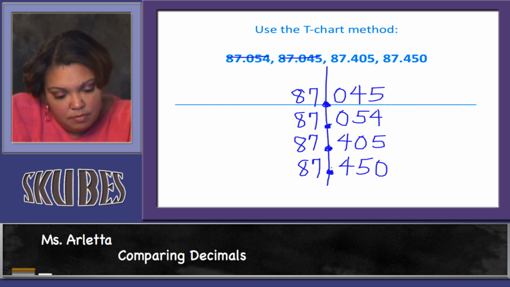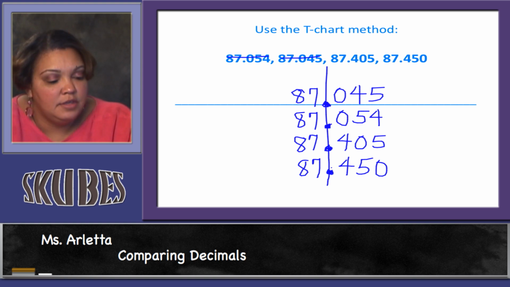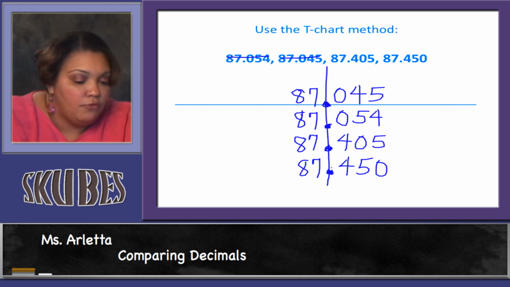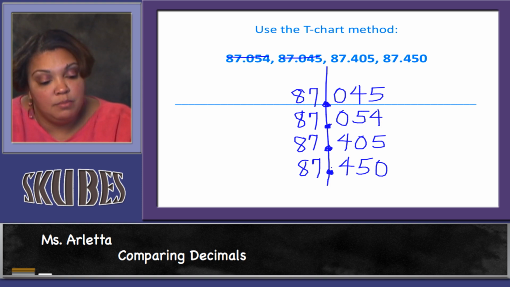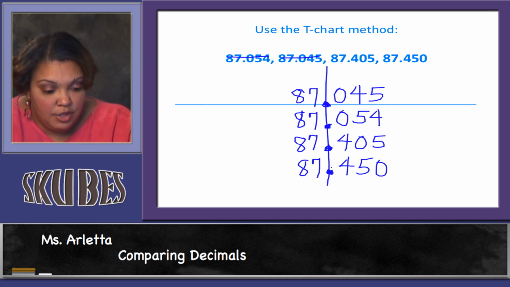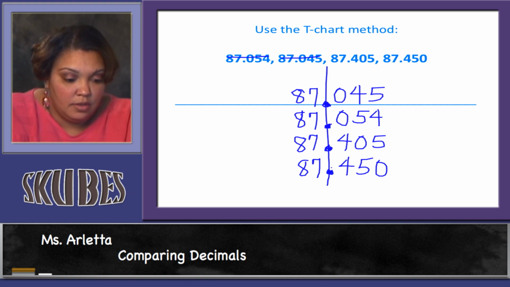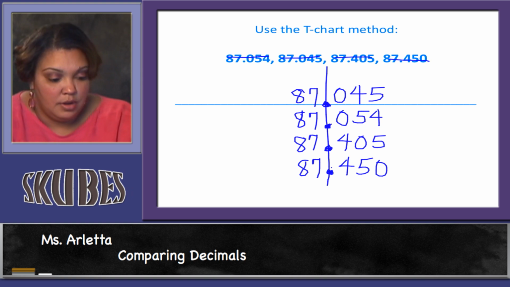Okay. Now you can clearly see, looking from top to bottom, that the 87s, which are to the left of the decimal point, are all equal. If you look to the right, you can clearly see that, putting them in order from least to greatest, the 45 is the lowest number, and then you have 54. The next lowest number is 405, and then your 450. And I'm crossing those 2 out, and they are in order from least to greatest.